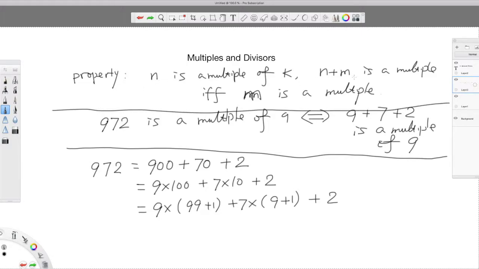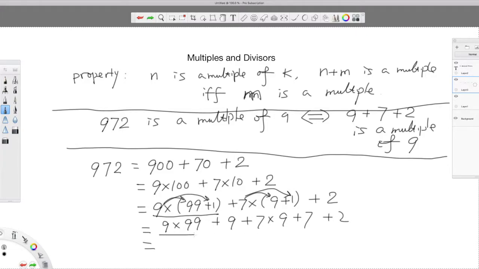If n is a multiple of k, then n plus m is a multiple of k if and only if m is a multiple of k. So here, I'm writing 972 as 9 times (99 plus 1) plus 7 times (9 plus 1) plus 2. Is this number a multiple of 9? Let's use the distributive law to multiply them out. So this is equal to 9 times 99 plus 9, plus 7 times 9 plus 7, plus 2.